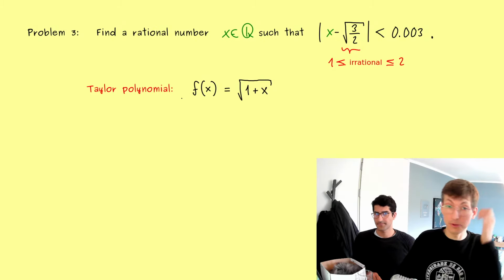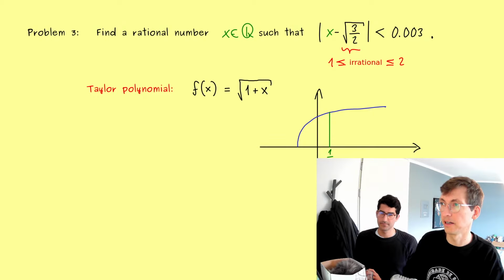So we want this value, the y value. So f of 1/2 we would like, because that's exactly our square root of 3/2.